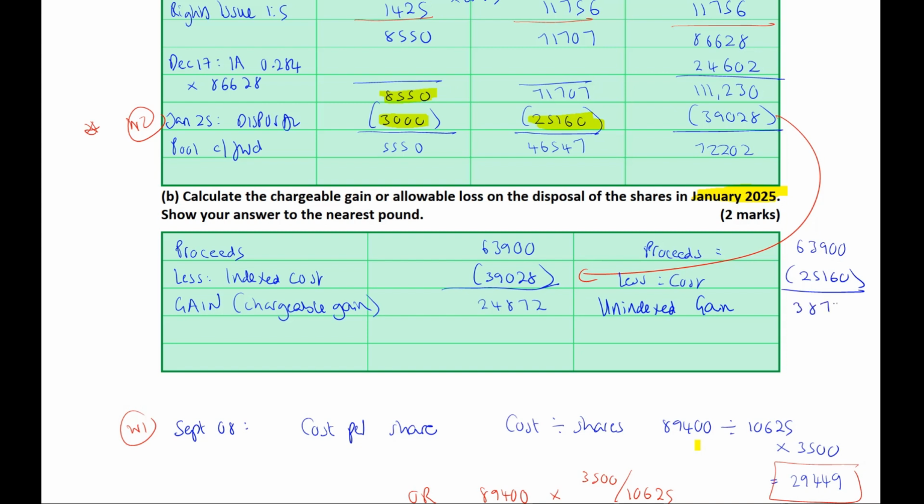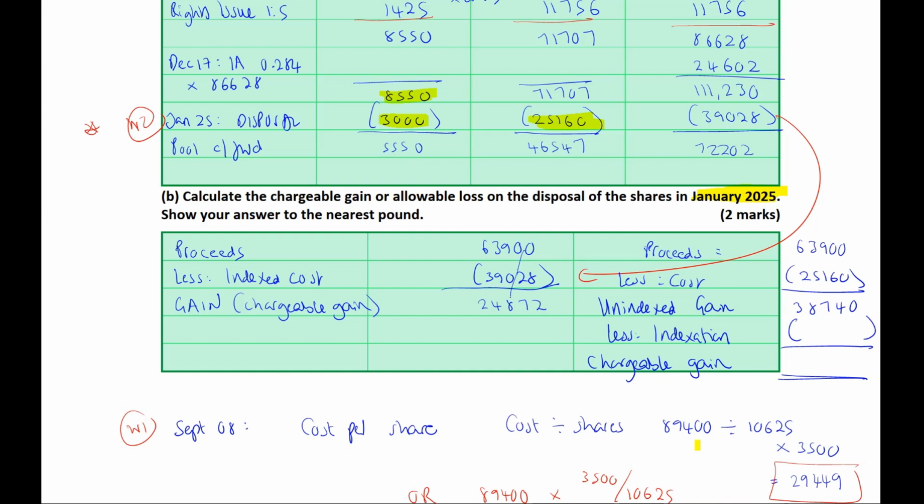If that was a loss, I wouldn't do any indexation, I wouldn't put any in the computation because I can't make a bigger loss. If that's a gain, I'd then deduct the indexation after that, but I can only bring my gain down to 0. I can't use the indexation to create a loss. As it turns out, it is a gain. This was just an illustration of the slightly longer way of doing it if we need to.